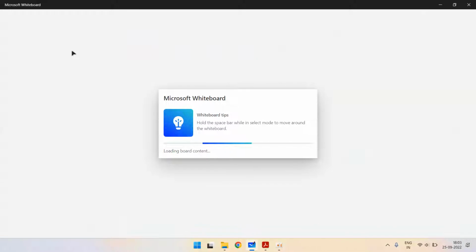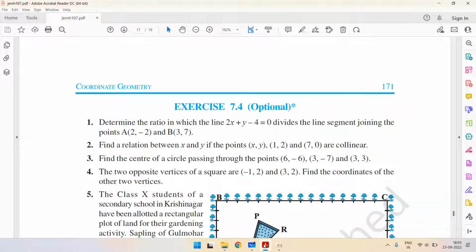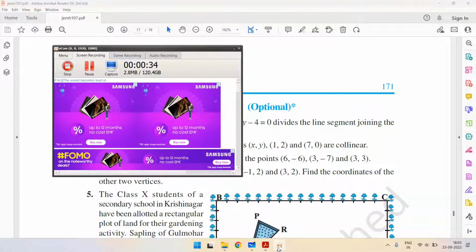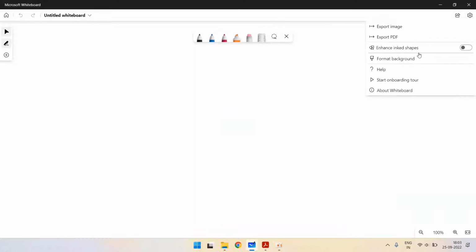So, what is 7.4? First question: determine the ratio in which the line 2x + y - 4 = 0 divides the line segment joining the points A(2, -2) and B(3, 7). So, how can it be solved?